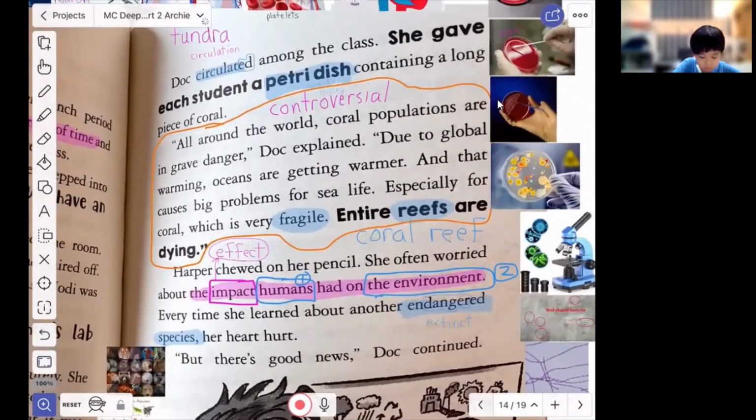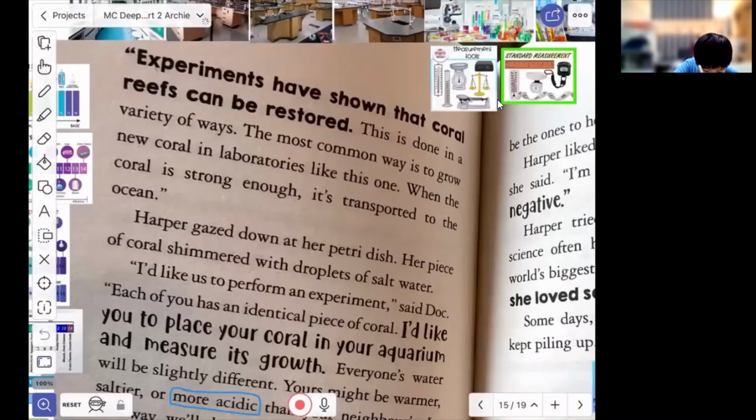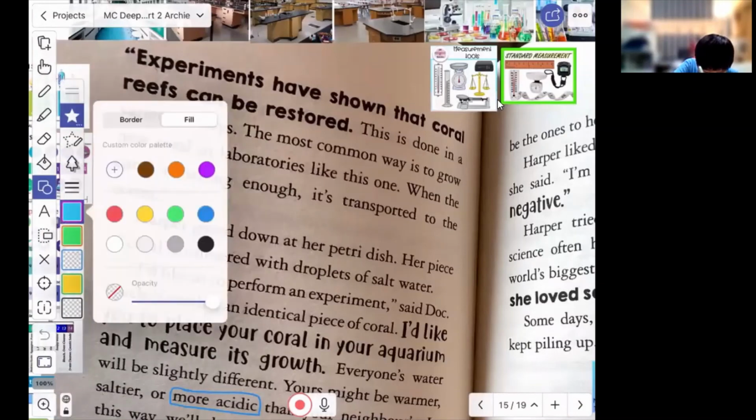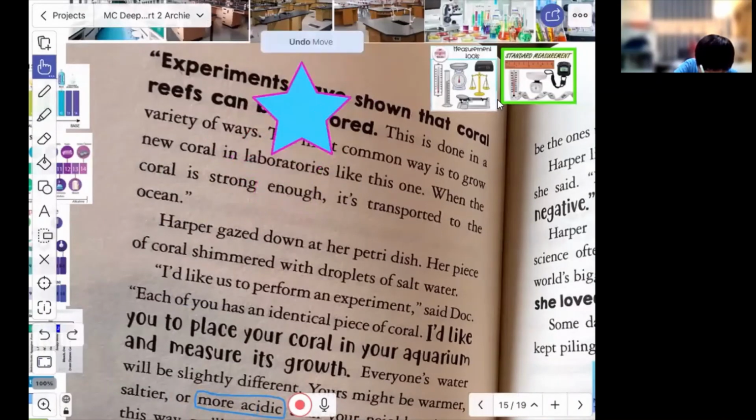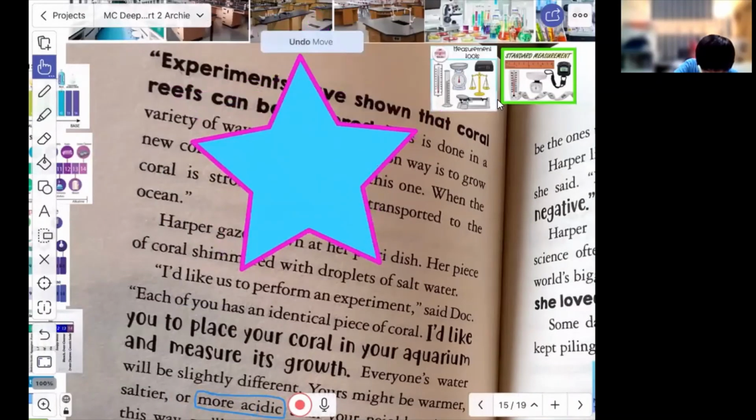So she is paying a lot of attention to this experiment that they are going to do. And when Doc Culpepper says, "Don't worry, there's good news," I think that Harper is listening very carefully.